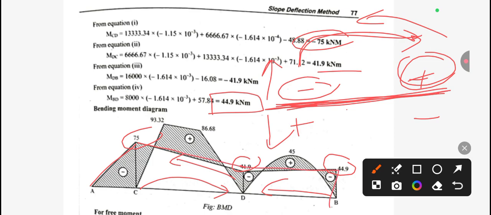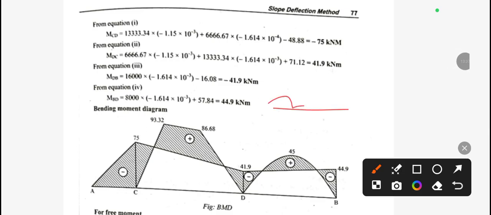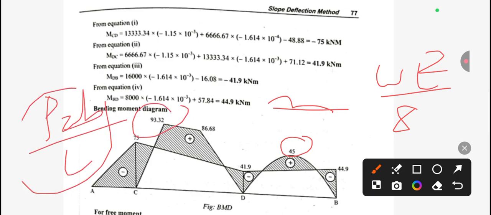Okay, and as we know, whenever we have a UDL, the maximum value will be WL squared by 8. So this value will be 45 over here. And for the point load, the maximum value will be PAB by L. So this will be this for the first point, for 50, and apply the same formula, and the second point will be this. Now we have calculated this much in the first step, and we have also pointed this one. Okay, now this maximum value.